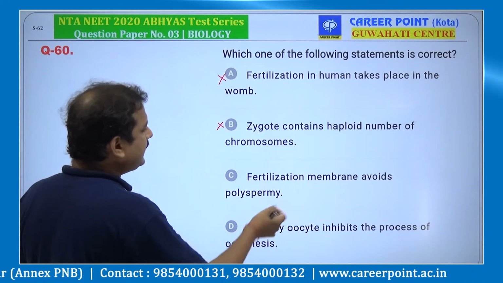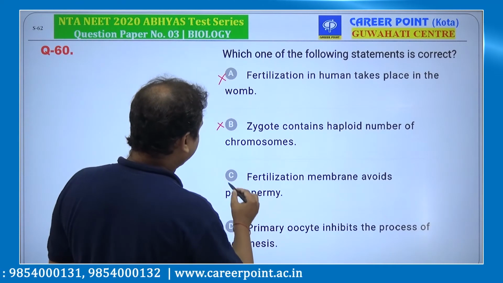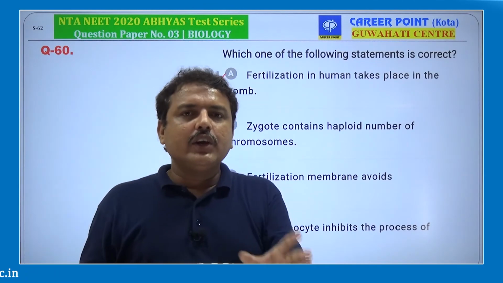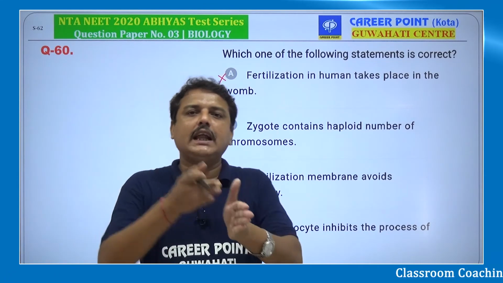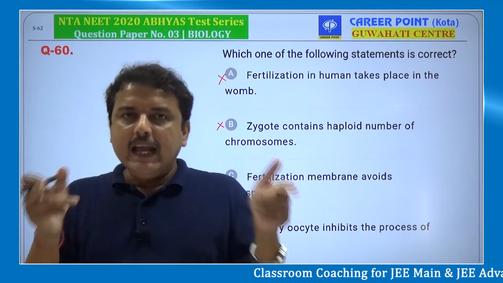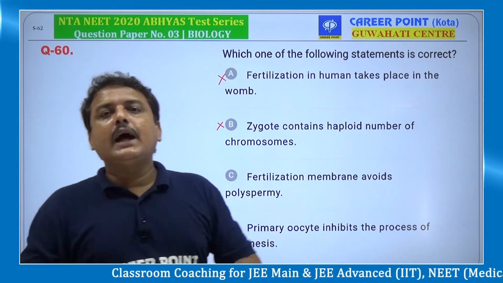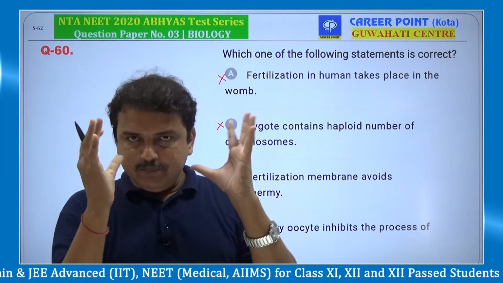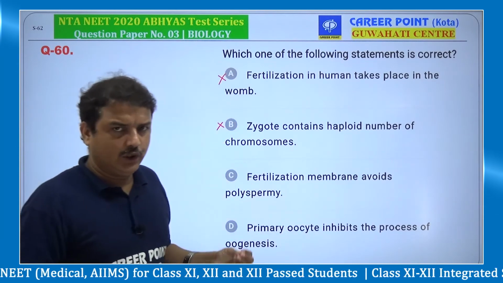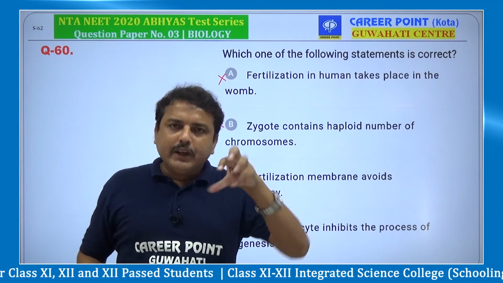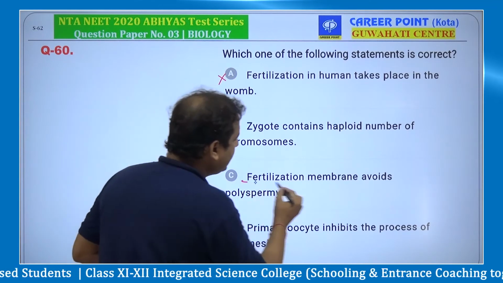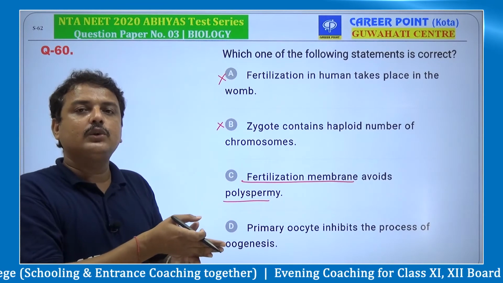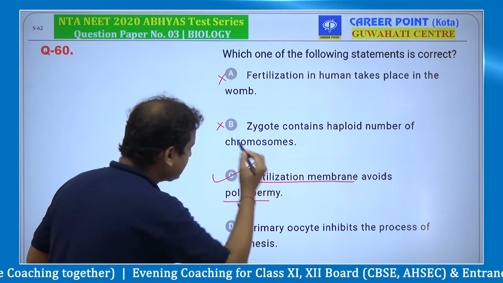Fertilization membrane avoids polyspermy. Yes, the fertilization membrane prevents the entry of a second sperm cell. Once the sperm cell enters the egg cytoplasm, a membrane is formed in the perivitelline space, and that membrane is called the fertilization membrane. Because of its formation, it prevents polyspermy, that means no second sperm cell can enter the egg cytoplasm. So here the answer is C.